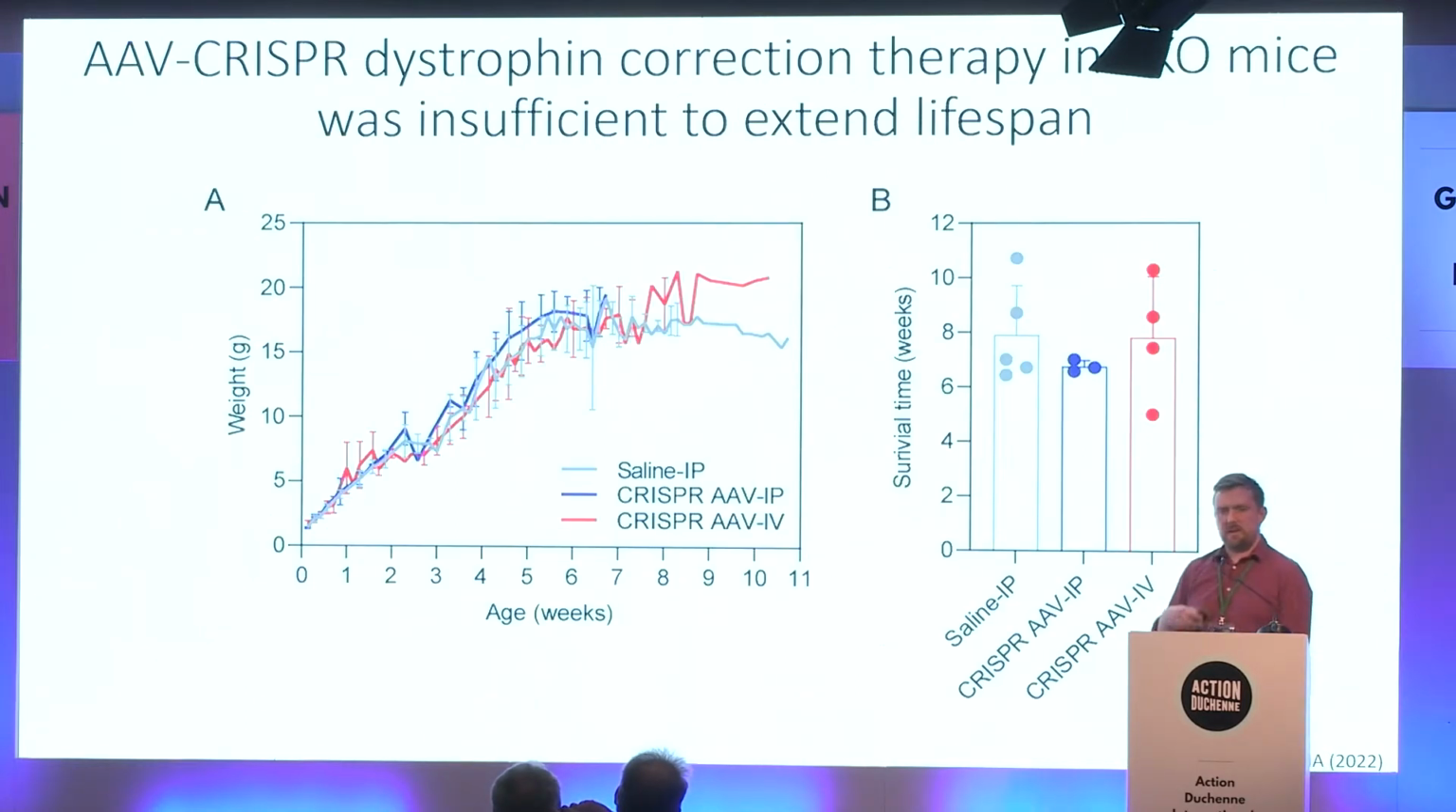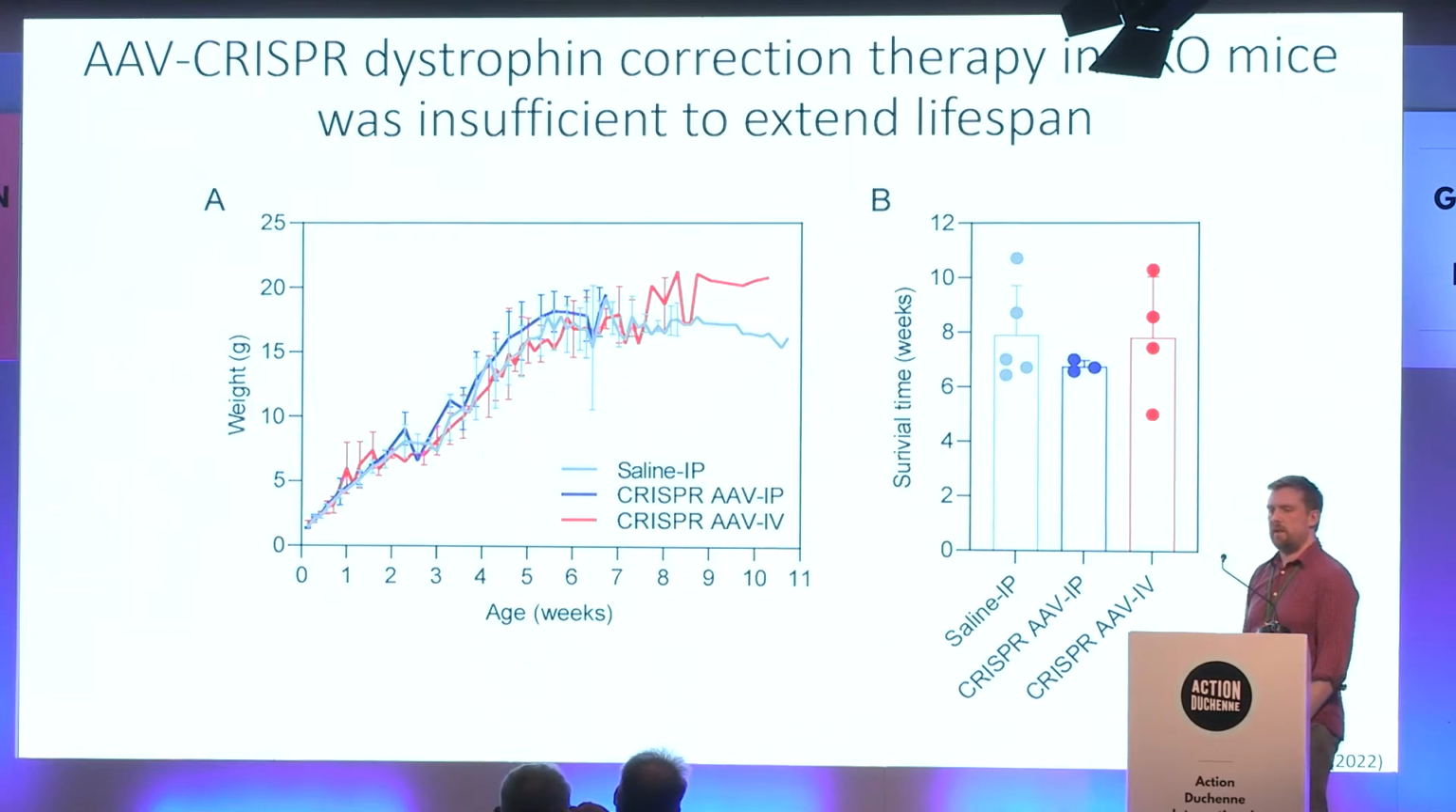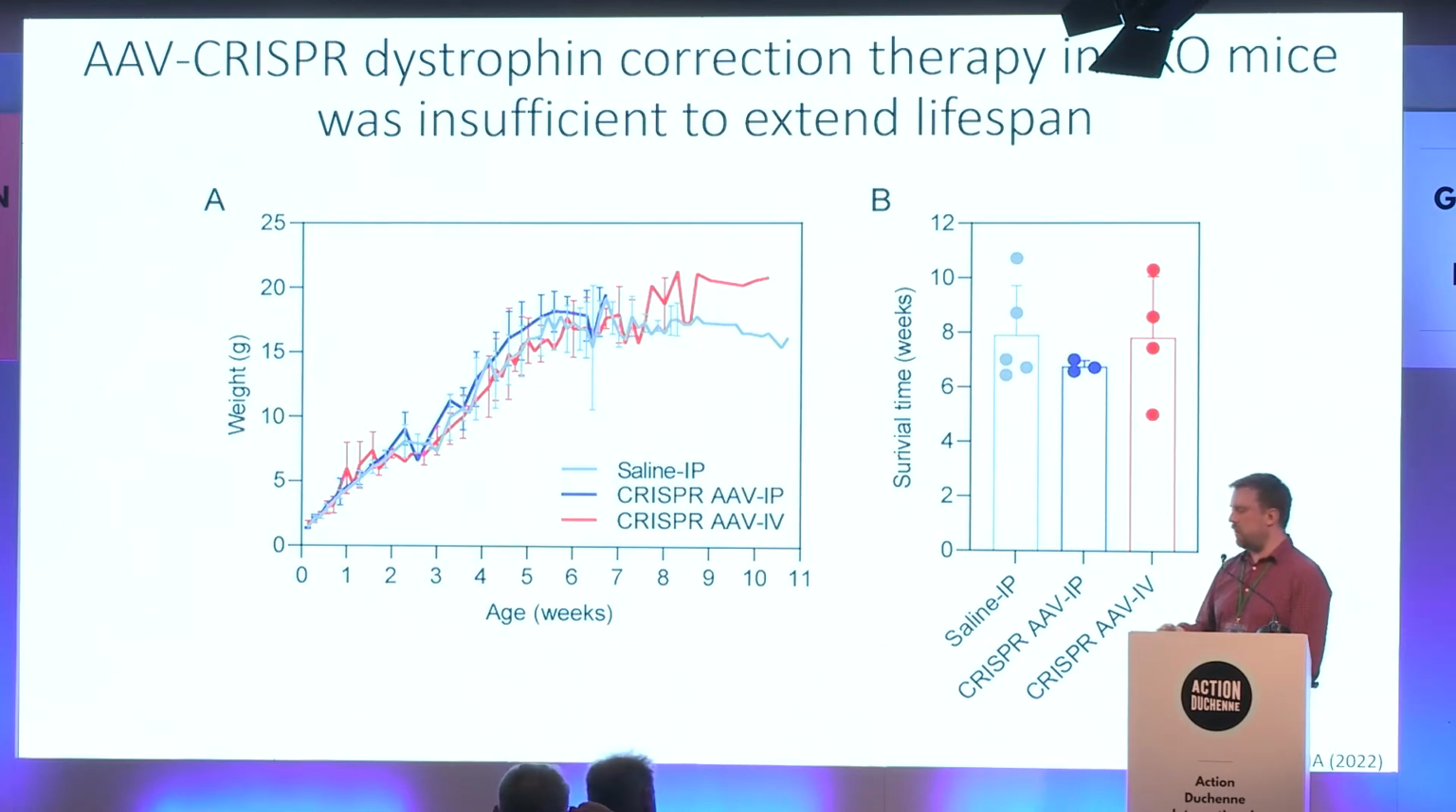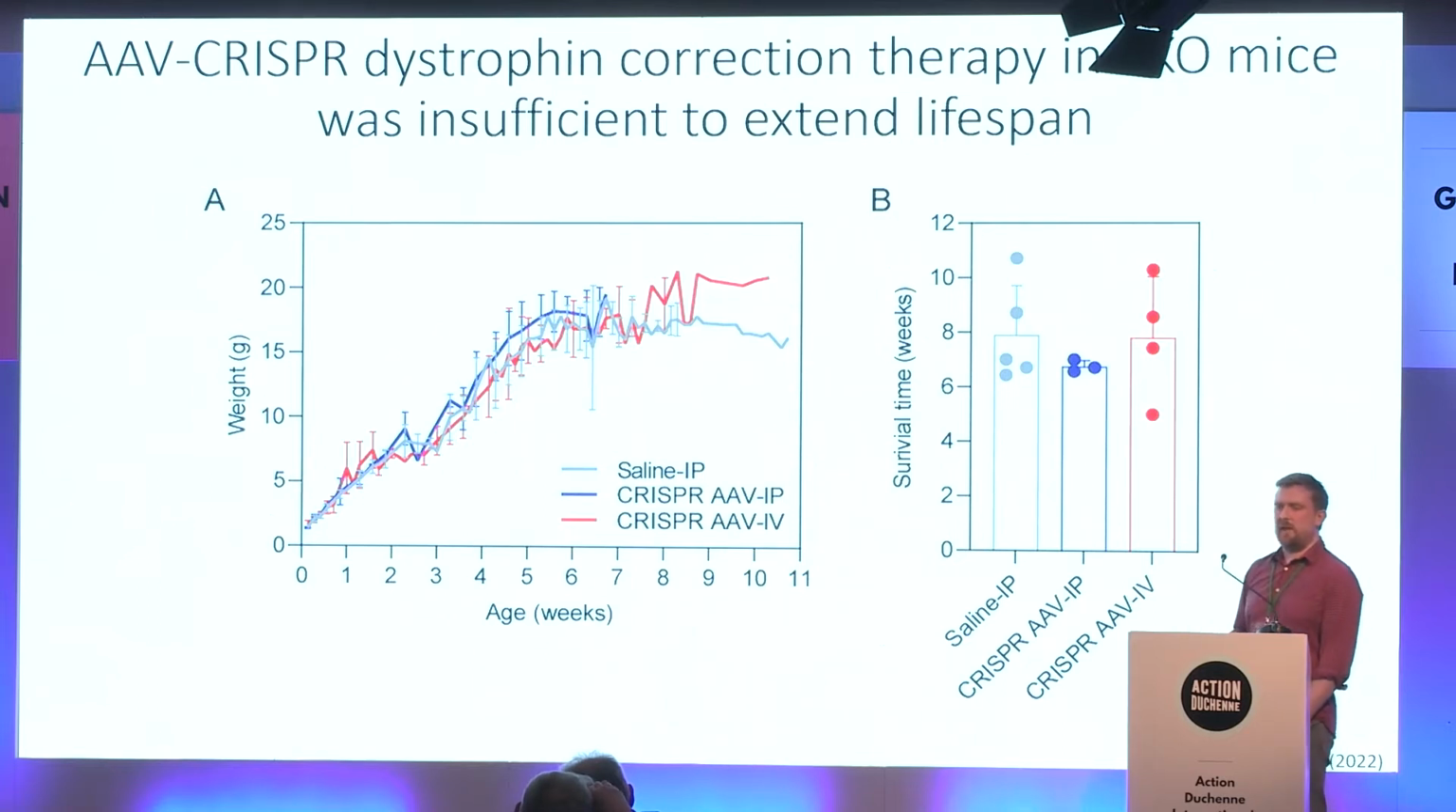Now, this amount of dystrophin that we were able to put back was not sufficient to extend lifespan in this mouse model. And that's one of the key advantages of using this mouse, because it succumbs to the disease so early, a therapy which is effective can be measured in terms of lifespan extension. And we didn't observe any lifespan extension in these animals, suggesting that we hadn't put back enough dystrophin or there was some other problem which was preventing that.